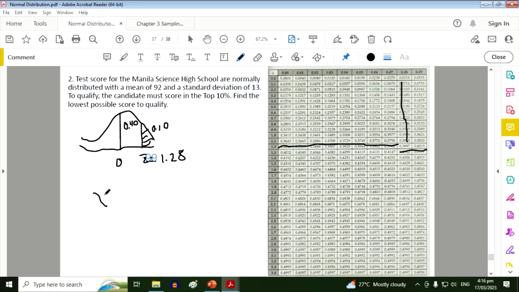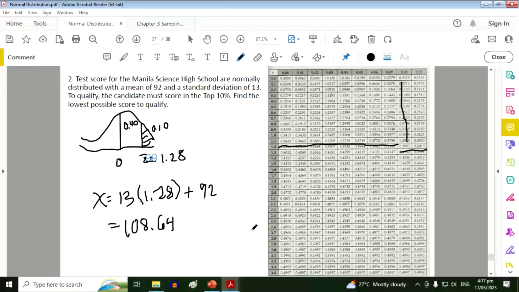So therefore, our x here is, the standard deviation is 13 times our z, plus the mean, which is 92. So you can use your calculator. So the answer is 108.64. So the lowest possible score to qualify is 108.64.